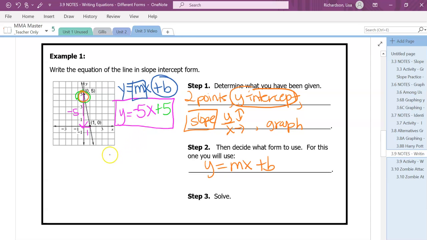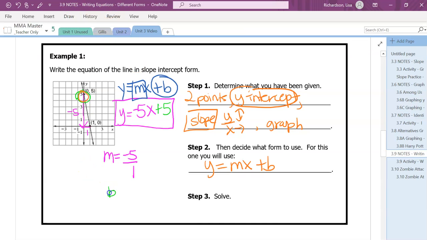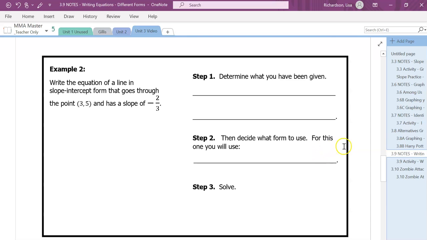So the two pieces of information we found were the m, which was down 5 over 1, and we found the b, which is what we need for all of these equations. They might just be given to us in a different form first. So now let's scroll down and let's do example number 2.